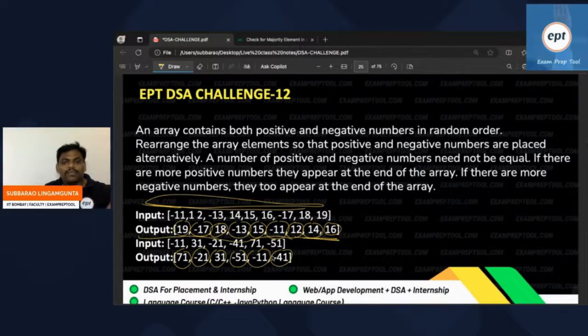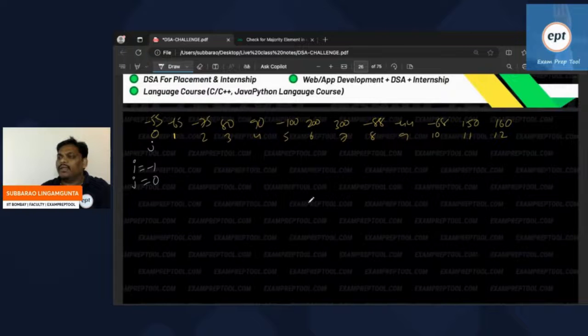Let me give the answer for this. Yesterday I already explained the problem. Now let me explain the answer. So this is the array. To explain this problem, I took one array. The array index starts from 0 to 12, and it contains both positive and negative numbers. I have to convert this array into positive, negative, positive, negative like that, or negative, positive, negative, positive like that. How am I going to do it?